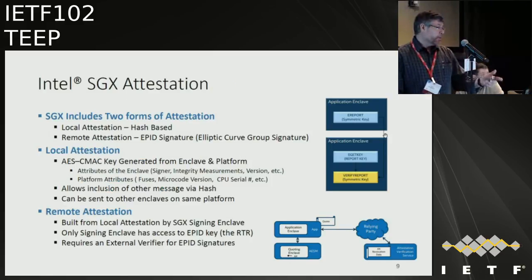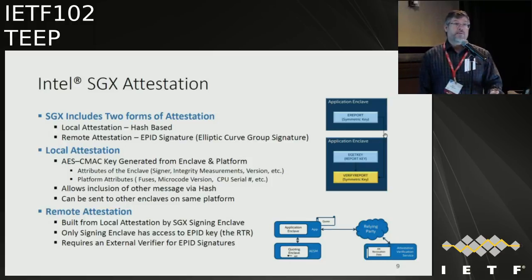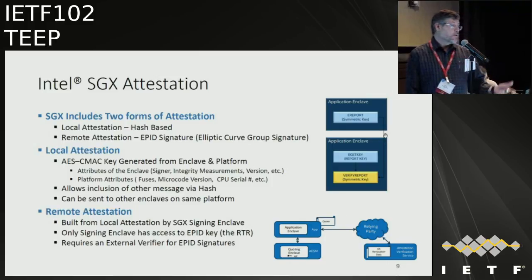So the last SGX set of slides here is on attestation. There are two types of attestation that happen with SGX: a local and a remote attestation. Between two enclaves on the platform, I can do an attestation, and that uses an AES CMAC key, so it's just like an HMAC construct. The CPU is really the trusted entity between the two enclaves and provides measurements between them. So you can have two enclaves set up a trusted channel or share data or whatever.